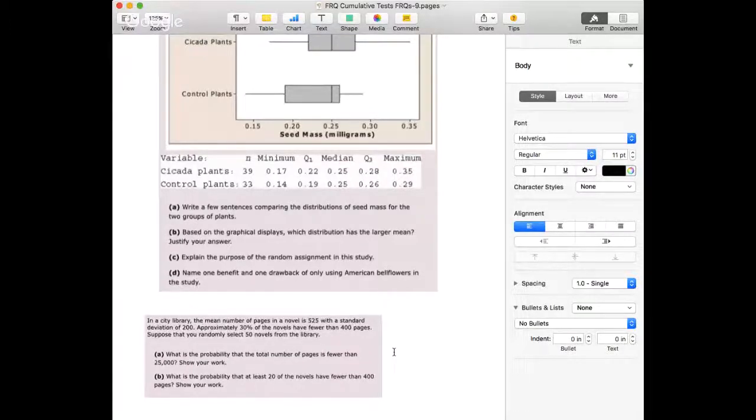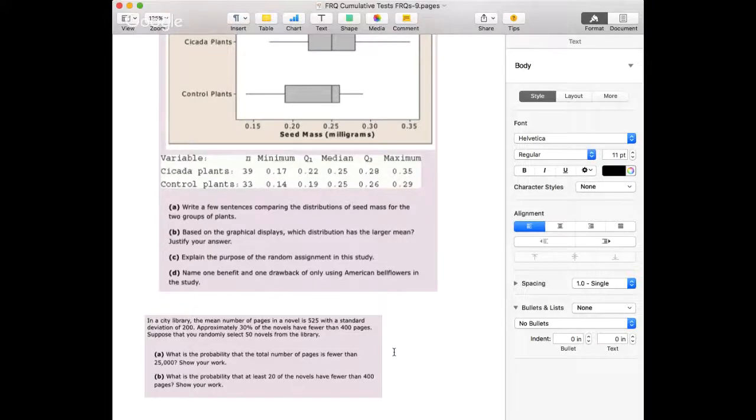Now the question asks, what is the probability that at least 20 of the novels, so 20 of these novels? Now question, what does at least mean? There could be more. Yes, so it's really where x is greater than or equal to 20 of the 50.